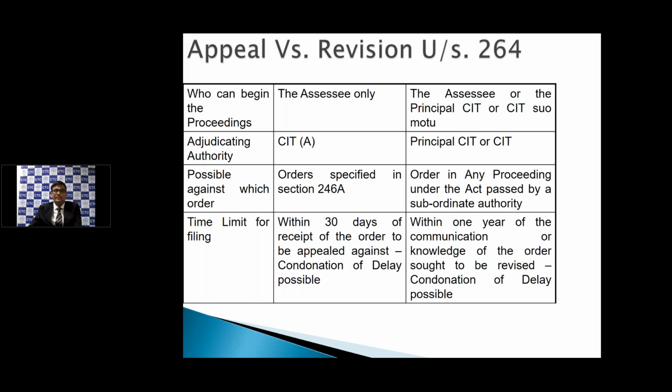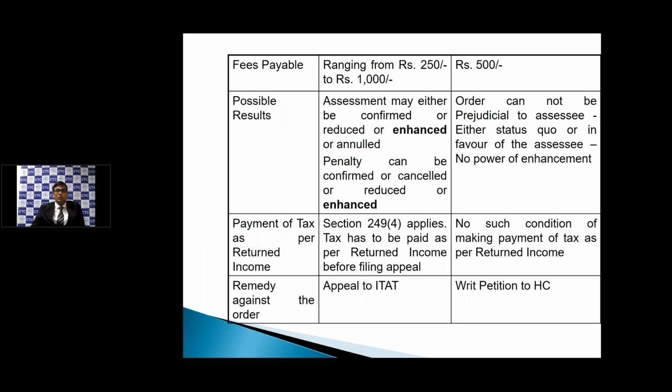As far as 264 is concerned, it covers orders passed by any subordinate authority. Time limit for appeal is 30 days. Here the time limit is 1 year. Filing fees for appeal are 250 to 1000 rupees. Here the filing fee is 500 rupees. Possible results: in an appeal against an assessment as well as a penalty, CIT appeal has the power of enhancement.